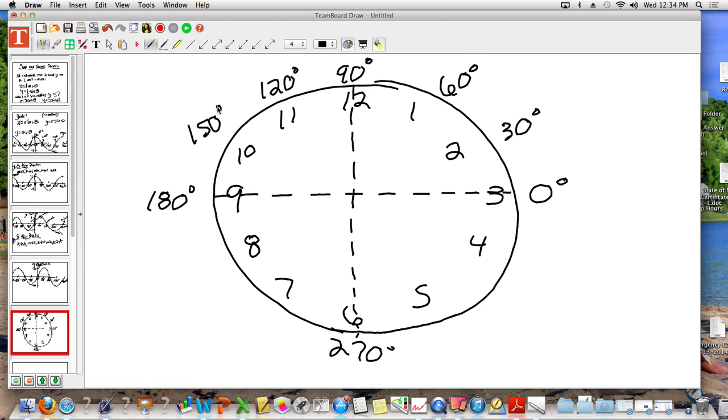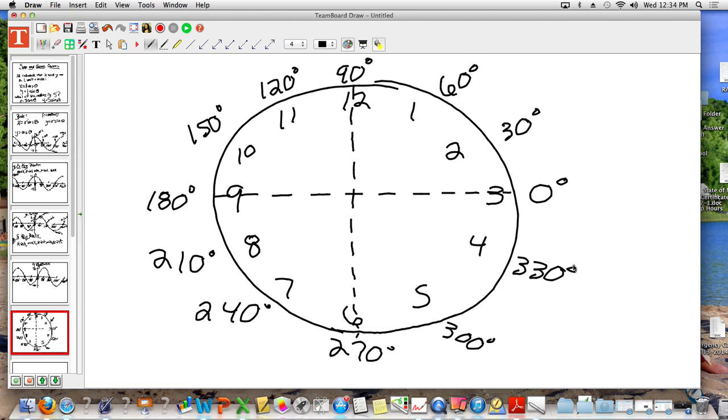150, 180. What is 8 o'clock? 210. 7 o'clock is 240 degrees. 6 o'clock is 270. What's 5 o'clock? 300. What's 4 o'clock? 330. And then, of course, 0, 3 o'clock is otherwise known as 360.